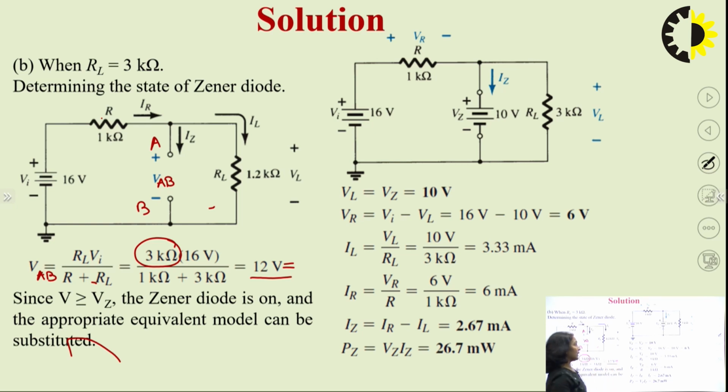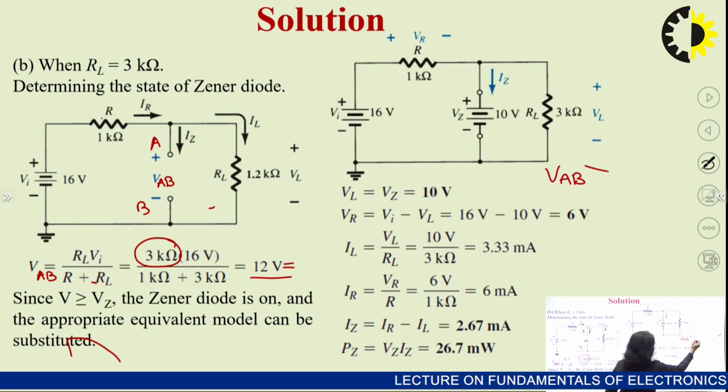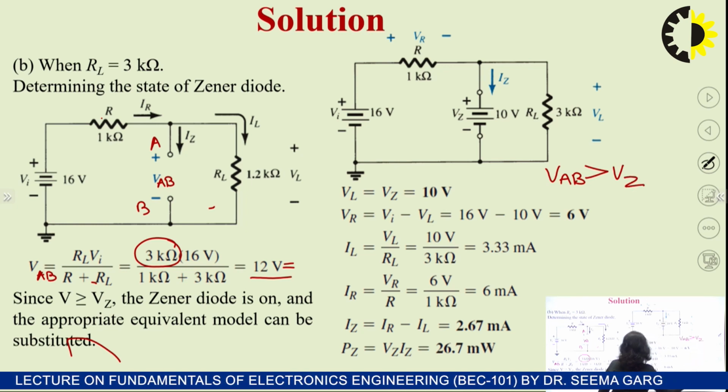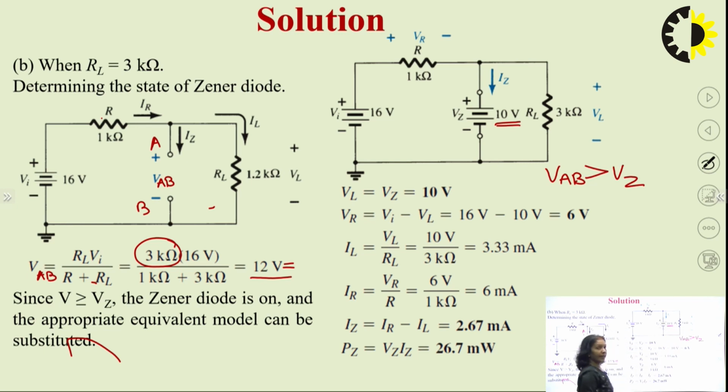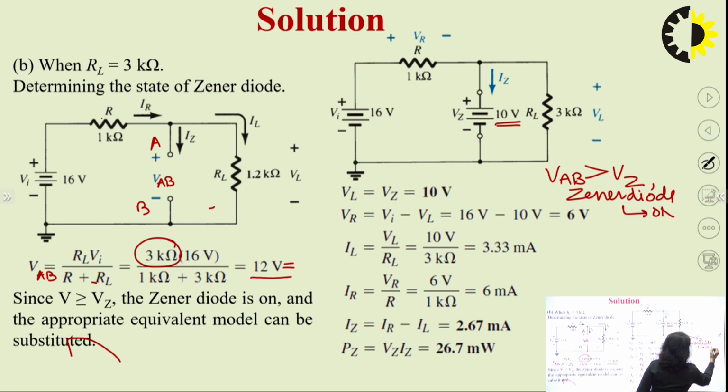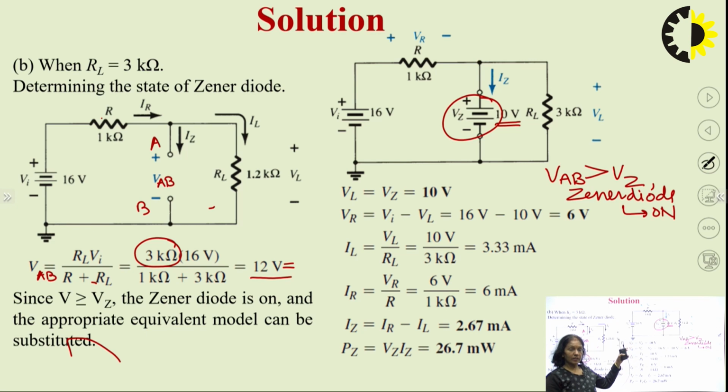And if we compare this VAB, because now VAB is greater than VZ, because VAB is 12 volt and VZ is given as 10 volts, that is why our Zener diode will come in the on state. So, Zener diode will be on, and if it is on, it will be replaced by a battery of VZ with the polarity marked as shown in the circuit. Why have we shown the polarity like this?